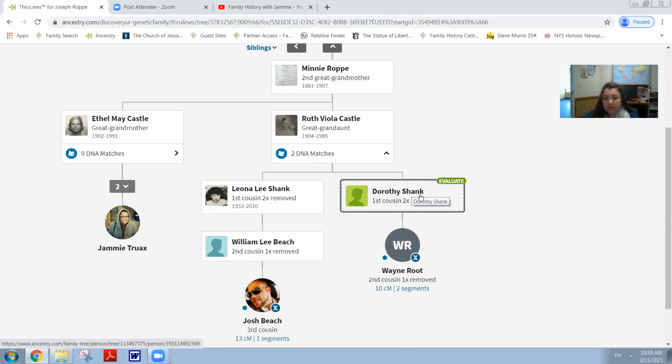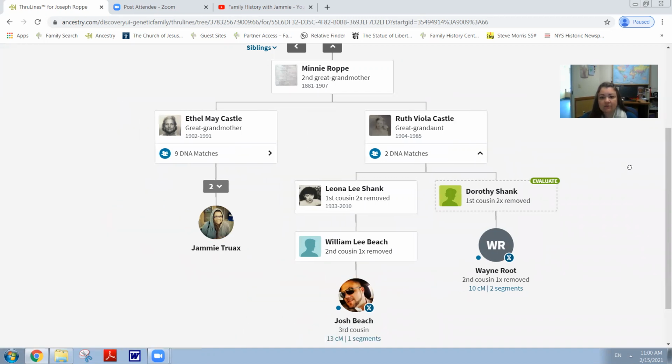I'm going to check all the information, make sure it's correct. And then I can add it to my tree because we are definitely related, Wayne Root, through DNA. And Josh Beach, I'm related to through DNA, but it looks like he and I have the same exact tree and the same exact information.